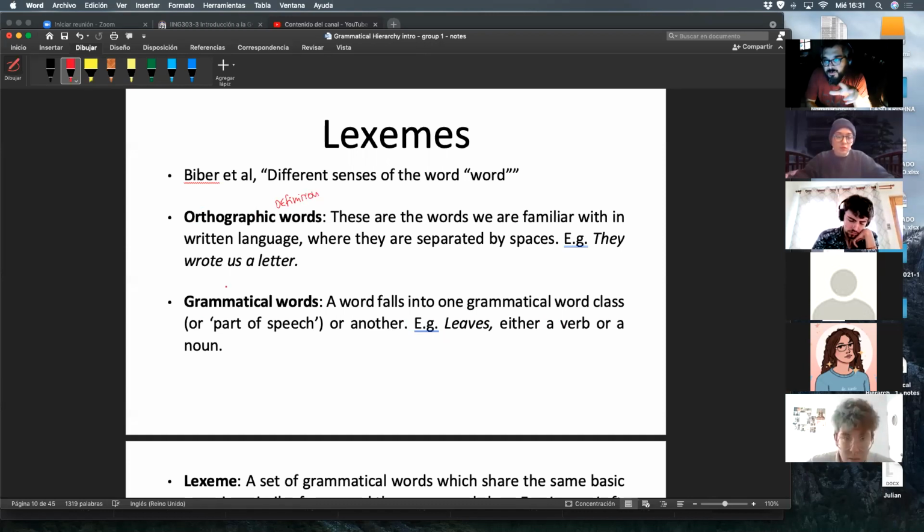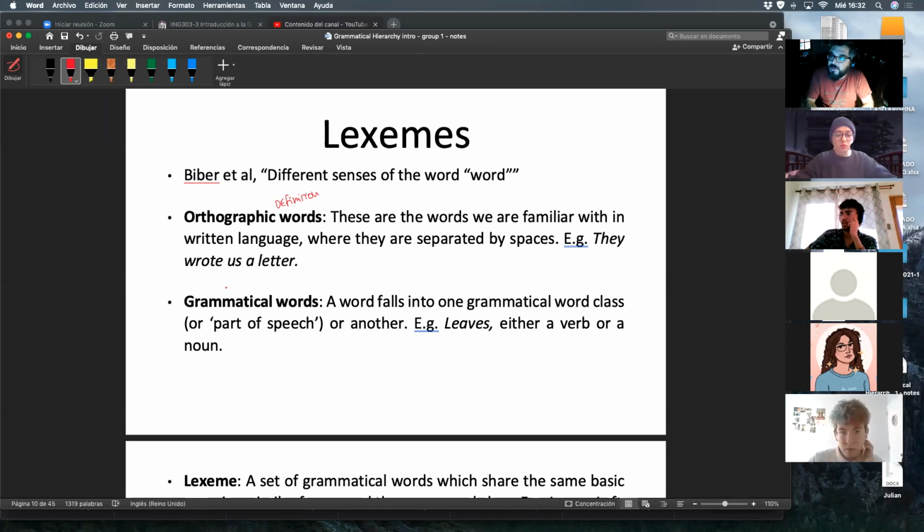This orthographic definition says that a word is all the things we read in written language that are separated by spaces. So we define a word as a written symbol separated by spaces. With that idea in mind, in our example, they wrote us a letter, I have 1, 2, 3, 4, 5 different words, right?